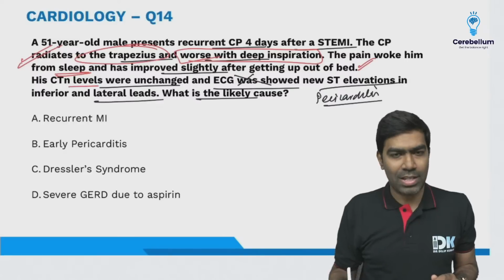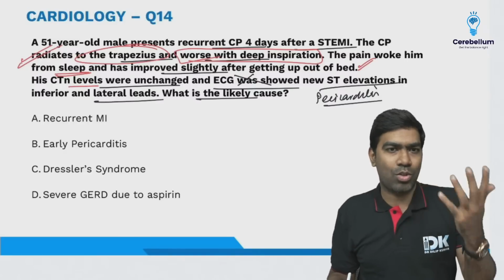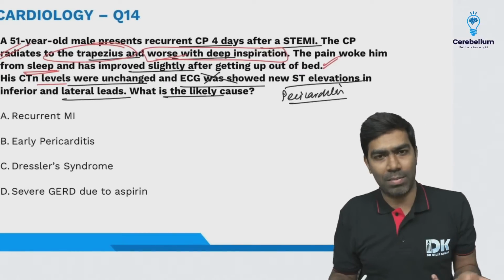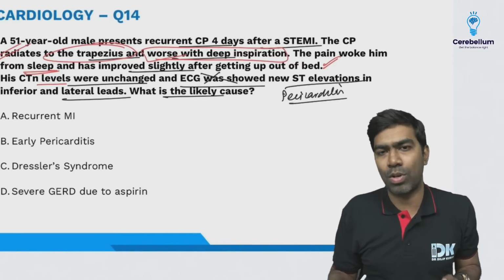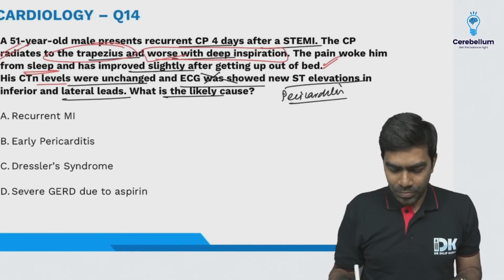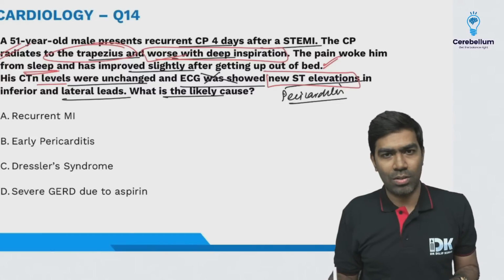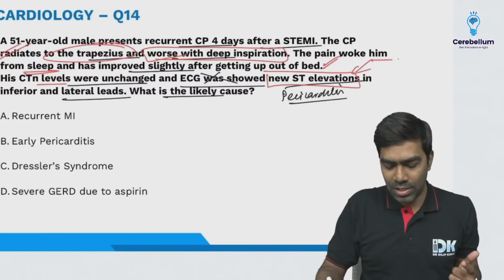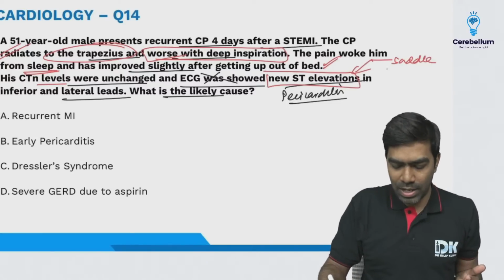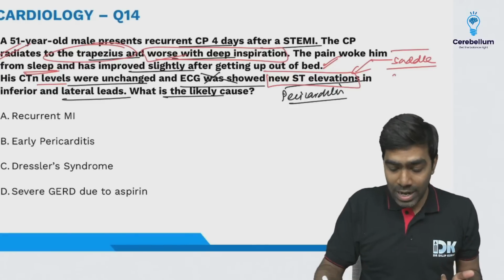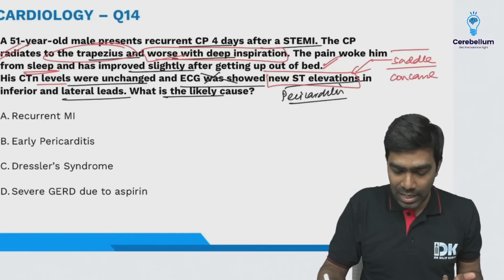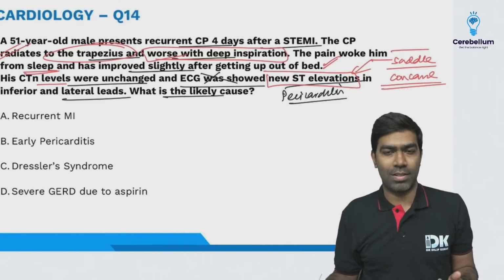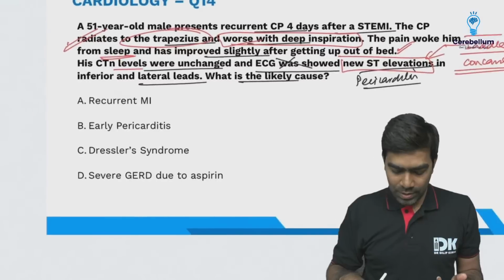And cardiac troponin levels are unchanged because it's pericarditis. Why should the troponin increase in a pericardial damage? Only in myocardial damage, troponin will increase. And the patient is having new ST elevations though. But usually what will be the type of ST elevation? Saddle ST elevations. In pericarditis, you will have saddle or concave ST elevations. Concave ST elevations. It will not be convex.